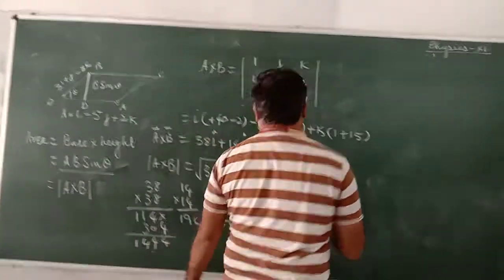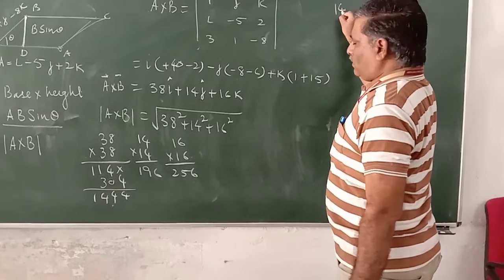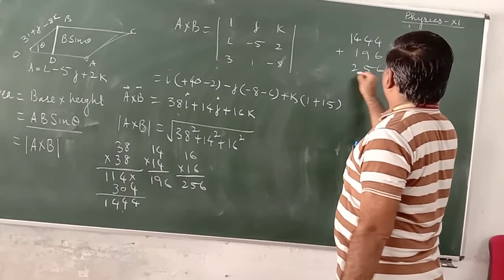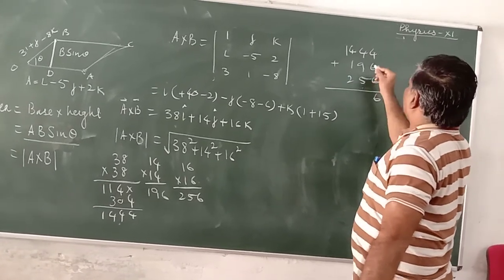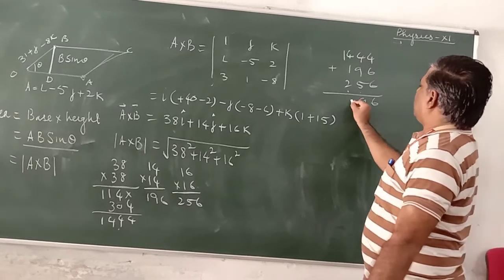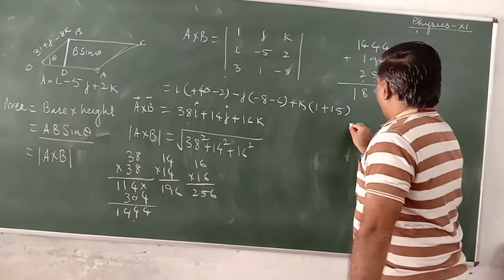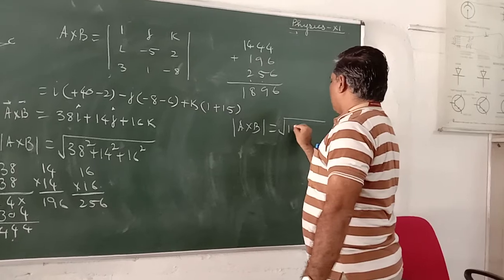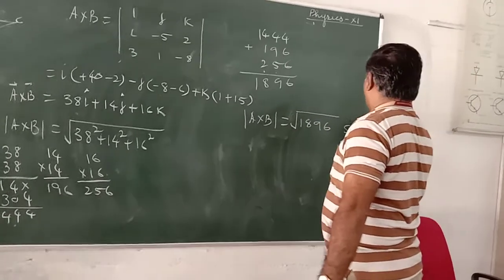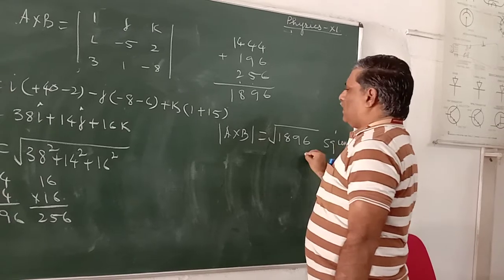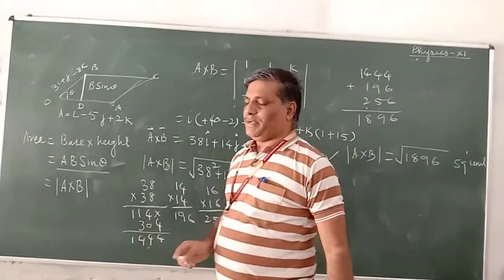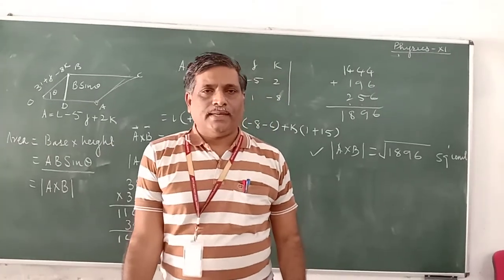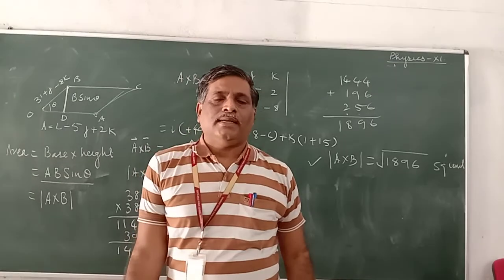When I add all these, 1444 plus 196 plus 256, it is equal to 1896. So the magnitude of A cross B is equal to the square root of 1896 square units, which is the area of the parallelogram. Again, the set of 5 questions we completed. The remaining one we will add in the next session. Thank you.